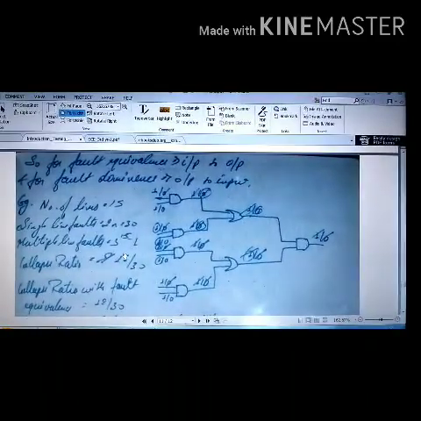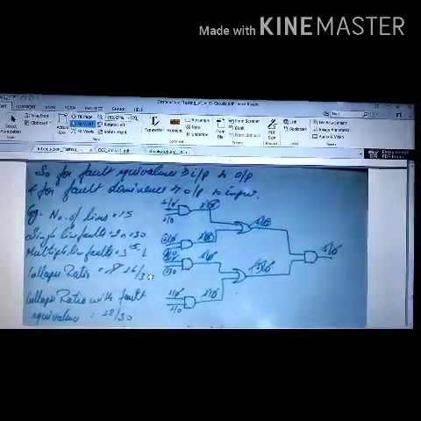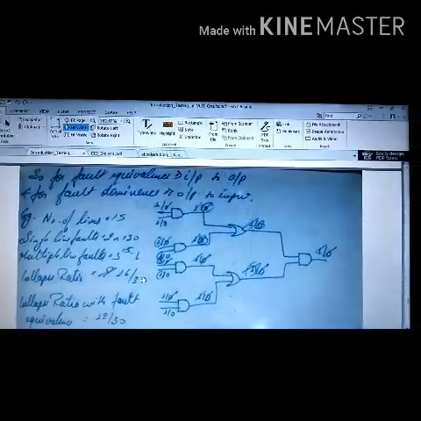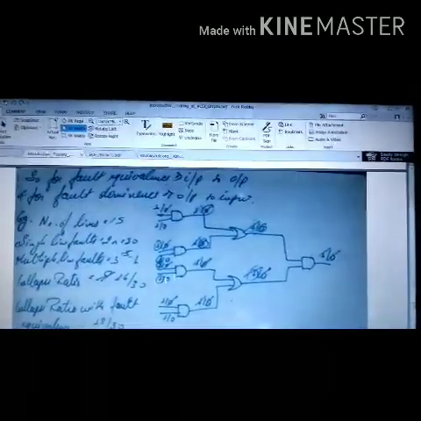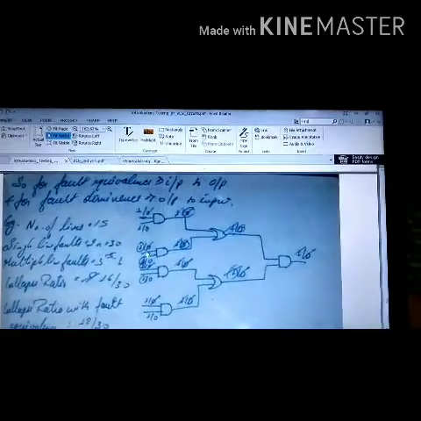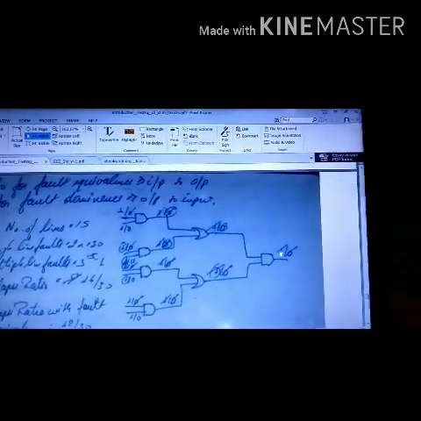Okay, and we got the collapse ratio 16/30. Now using fault equivalence, what will happen, that is what we have to see. Okay, so I have circled here all the dominating faults, which can be seen very easily.